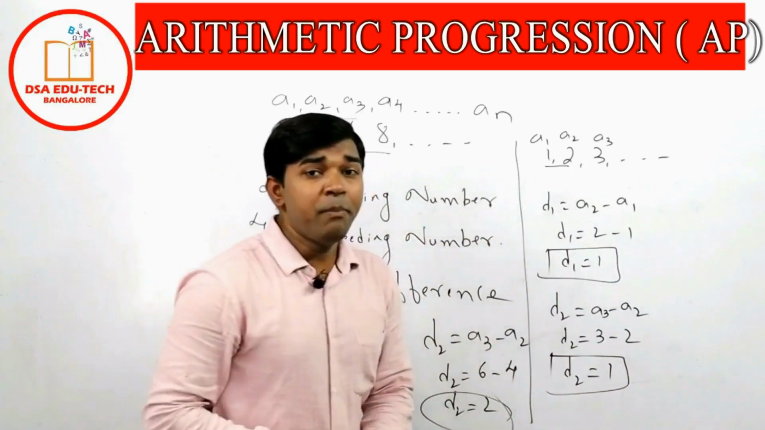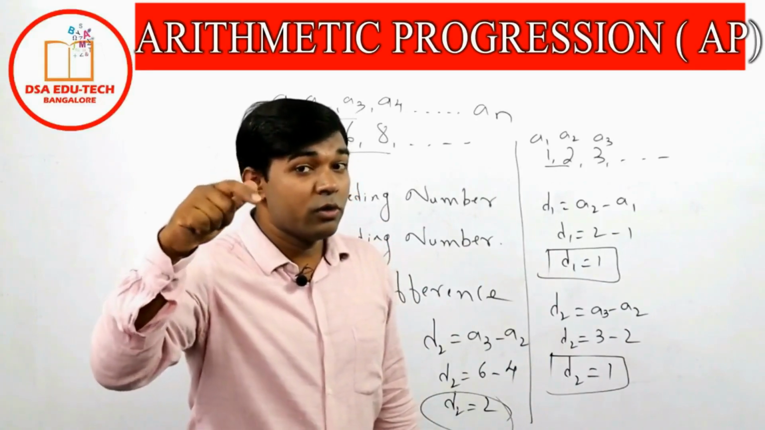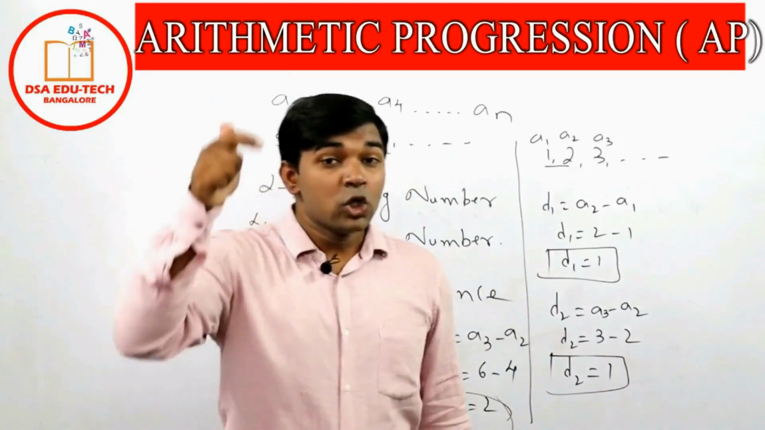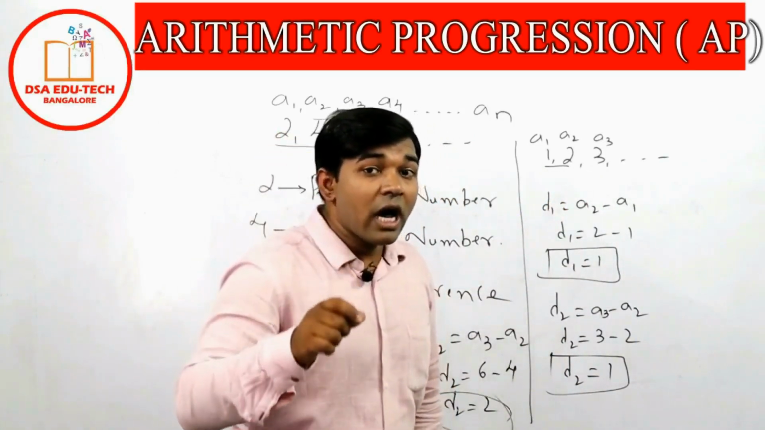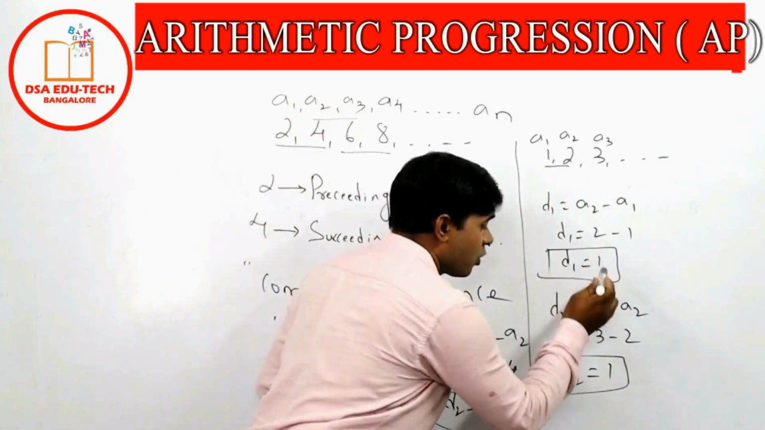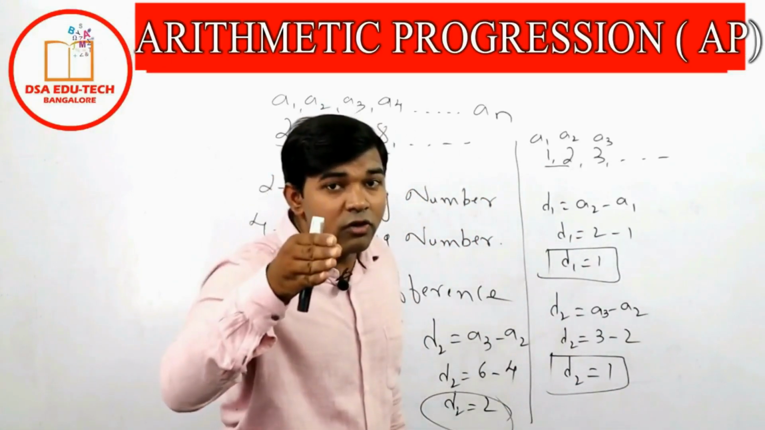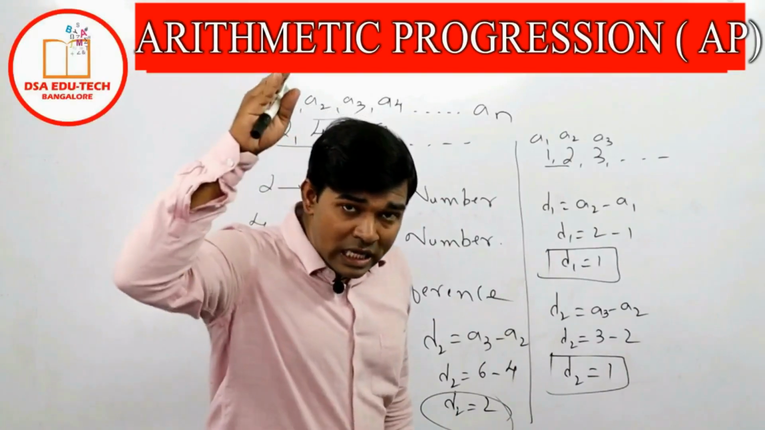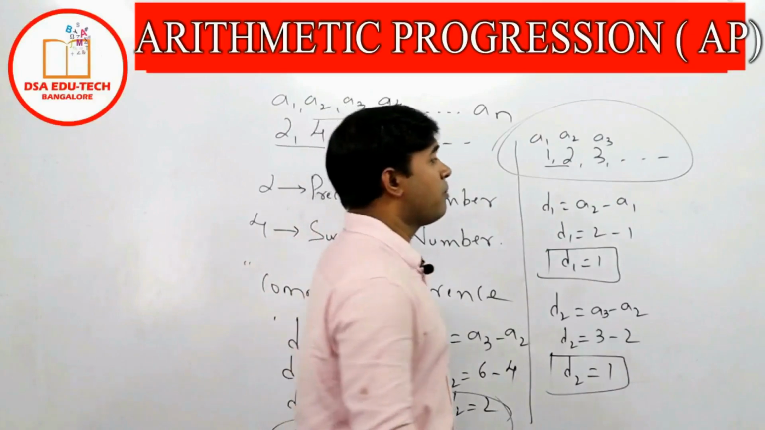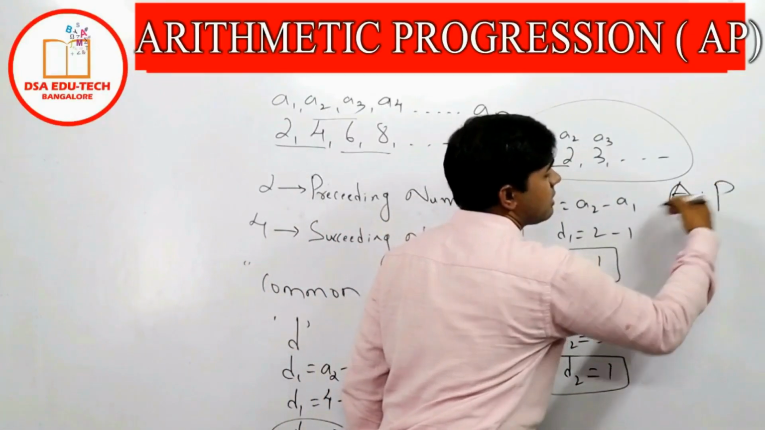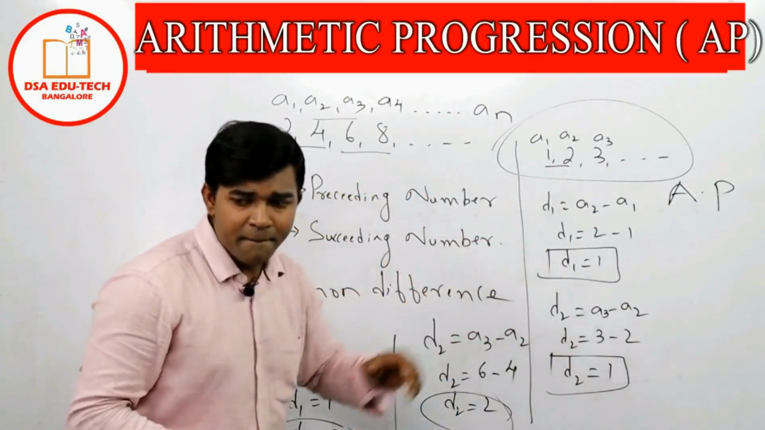So in any given list of numbers, everyone remember my word. Please concentrate here, my dear. In any given list of numbers, when you have the D1 value equal to the D2 value, then 100% that given list of numbers is an AP series. Right, AP series. So everyone understand this?